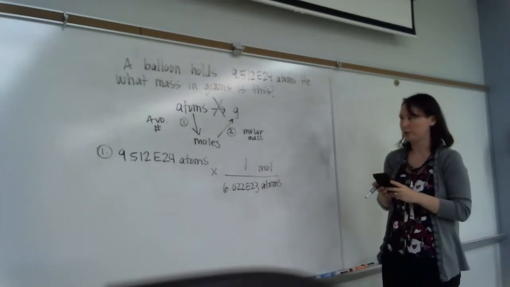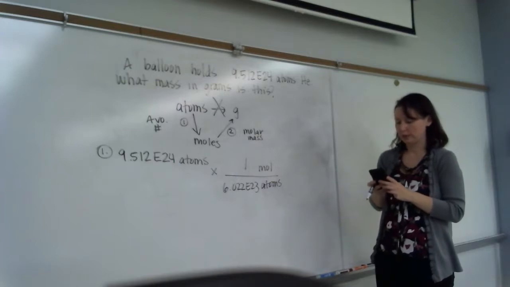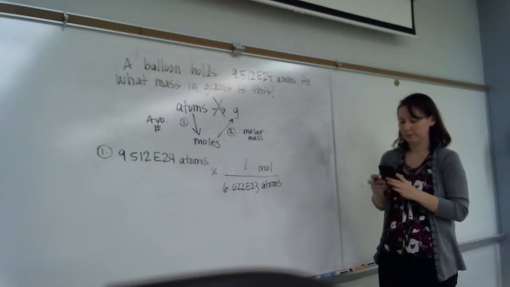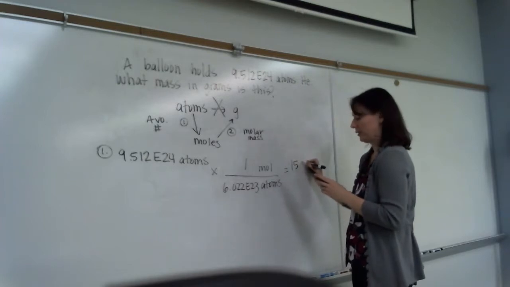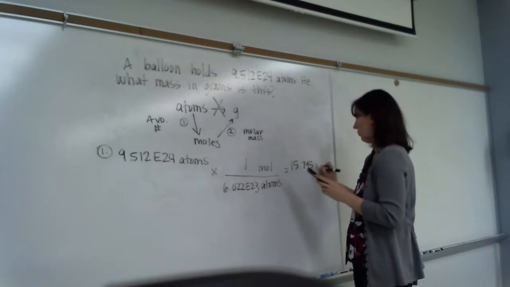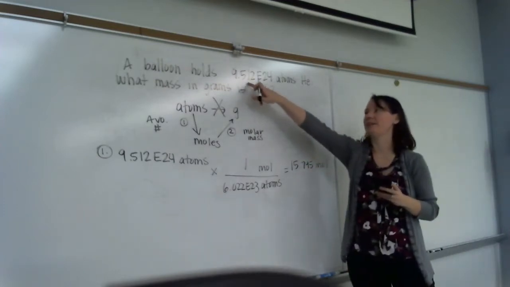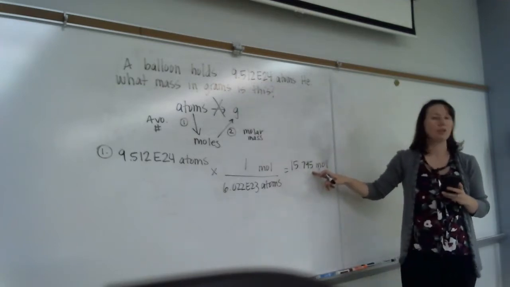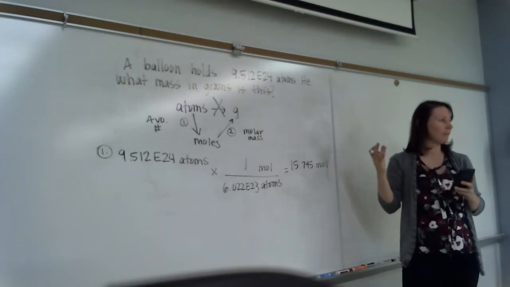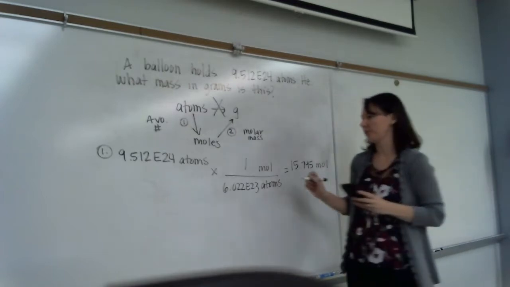So 9.512 times 10 to the 24th divided by 6.022 times 10 to the 23rd. So that gives me 15.795 moles. We're carrying out extra sig figs, right? My final answer needs to contain 4 sig figs. So always carry out at least 1 extra sig fig when you're doing an intermediate step because you don't want to round twice. You only want to round once. So there's step 1.